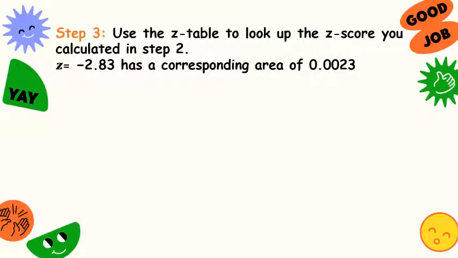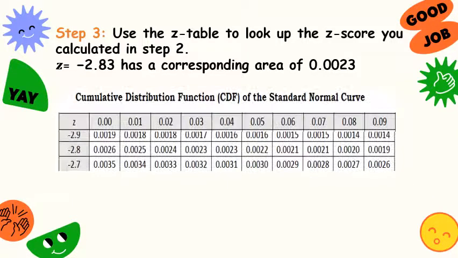Okay, step 3, use the z-table to look up the score you calculated in step 2. So, negative 2.83 has a corresponding area of 0.0023. Ayan, ito yung ating negative 2.8. Diba? Nung tinuro ko sa inyo kung paano gamitin ito, yung first two digits ay dito natin titignan. So, yung negative 2.8. And then, yung third digit ay dito na sa top row, which is 0.03. So, ang value ng negative 2.83 is 0.0023.